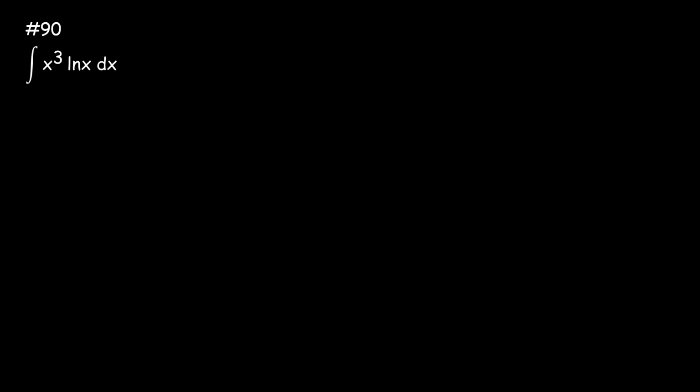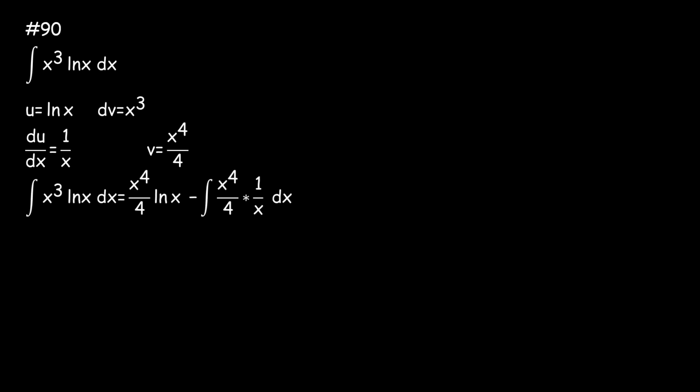Question 91. Okay, we have the integral of x cubed ln x dx. With this, we're going to take dv to be x cubed. In that case, its derivative is 1 over x, and v is x to the power 4 over 4. Replacing into the formula for integration by parts, we would have x to the power 4 over 4 ln x minus the integral of x to the power 4 times 1 over 4 times x.